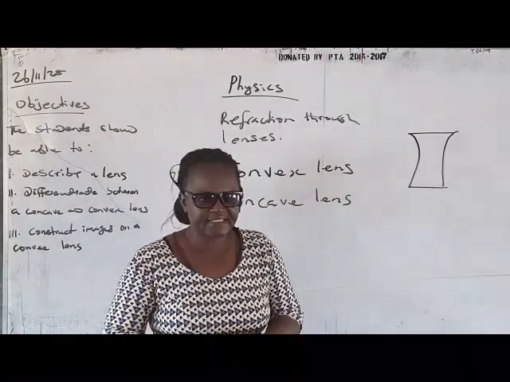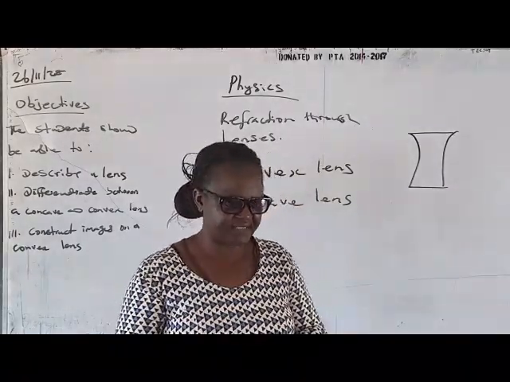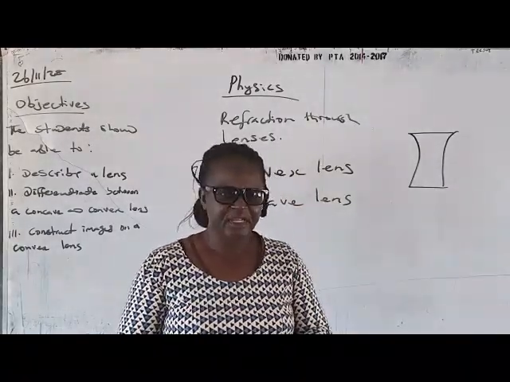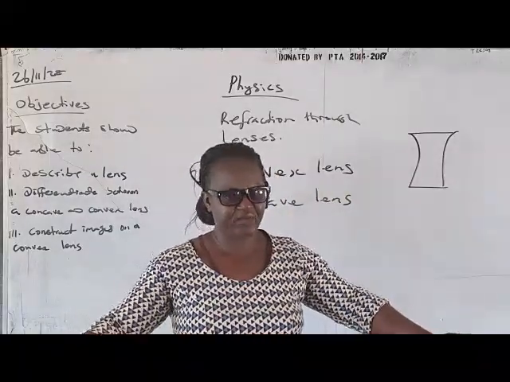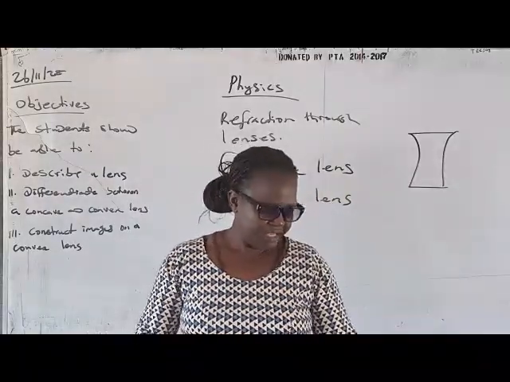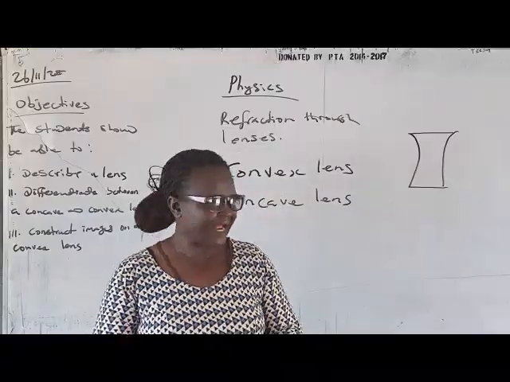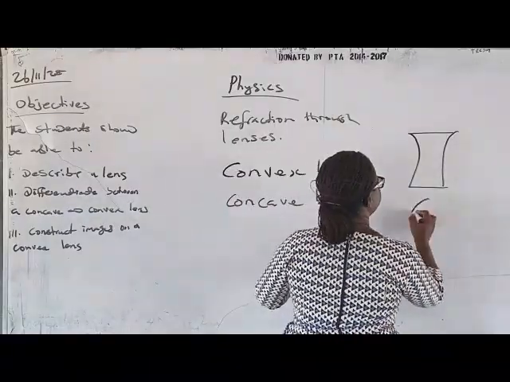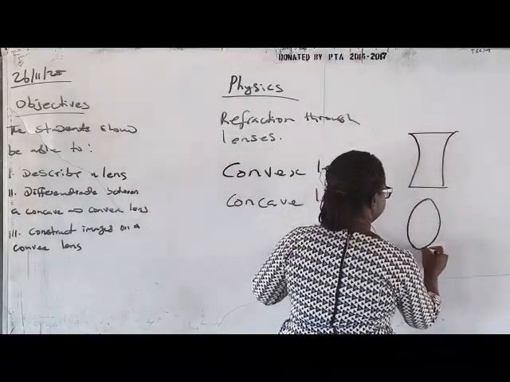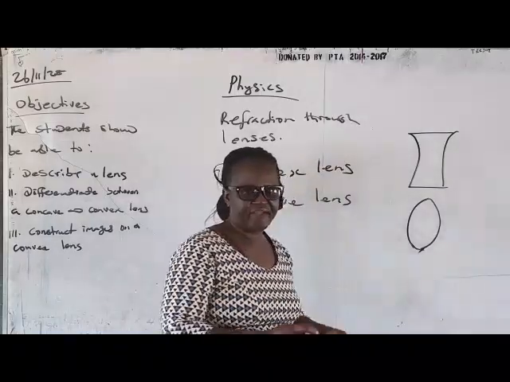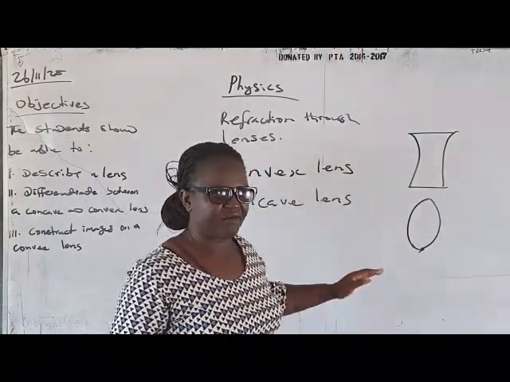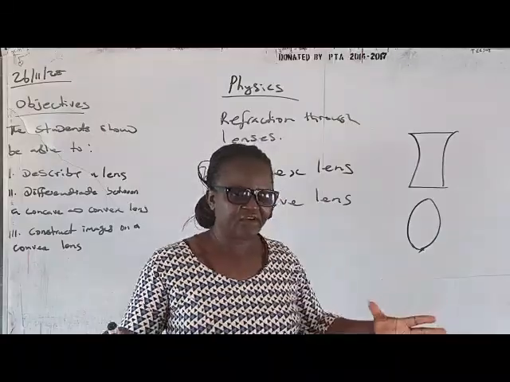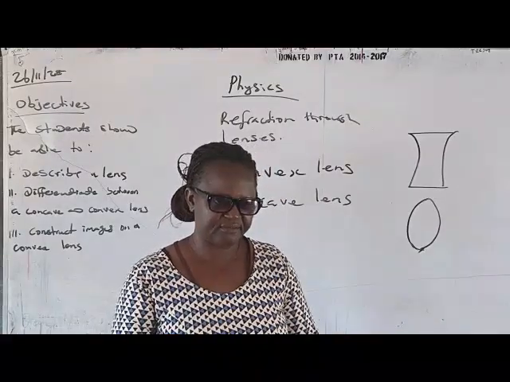A concave lens diverges rays of light. What does that mean? When light rays pass through it, they get what? They spread out. A convex lens, on the other hand, looks like this. A convex lens converges rays of light. It means that when rays of light pass through it, they converge, they meet at a point.